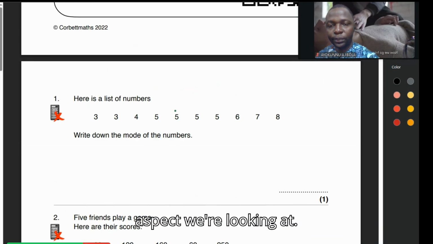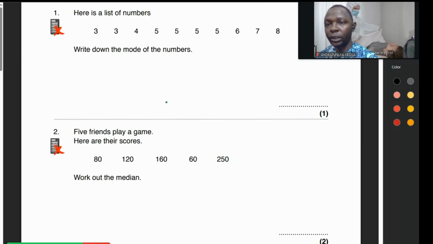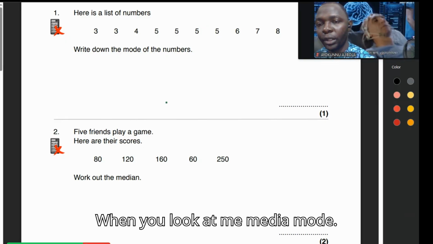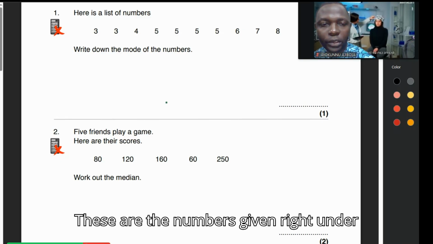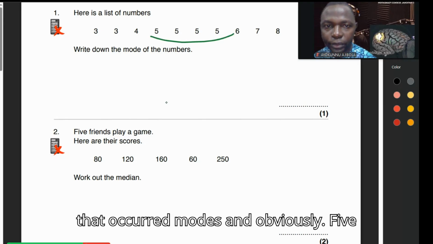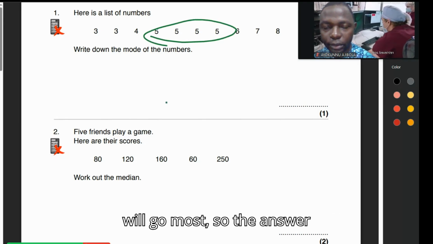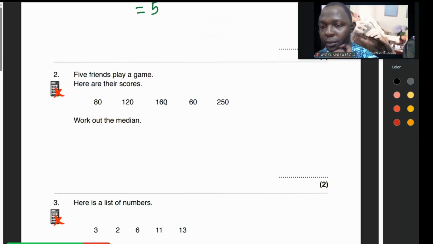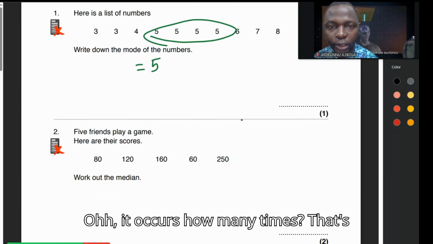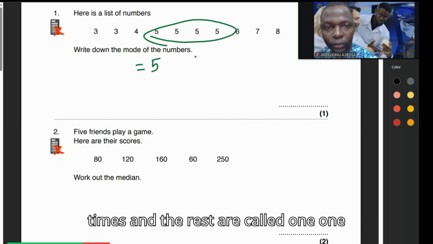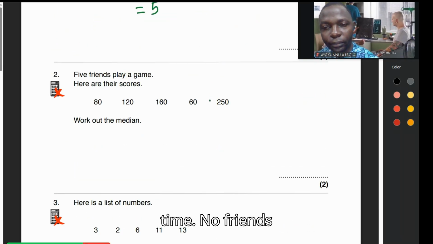This is another aspect we're looking at: mean. So here is a list of numbers. We want to look at mean, median, mode. These are the numbers given. Write down the mode of the numbers. That is the one that occurred most, and obviously 5 occurred most. So the answer is 5. It occurs how many times? That's 4 times, where the 3 occurs 2 times and the rest occur one time.